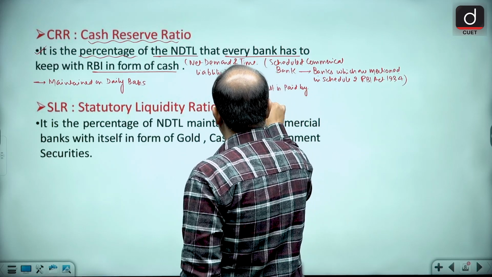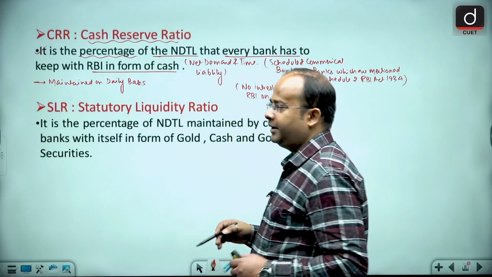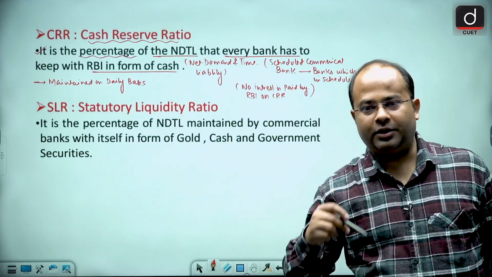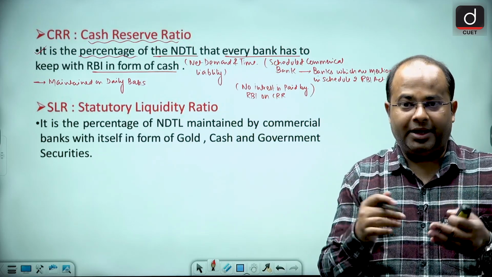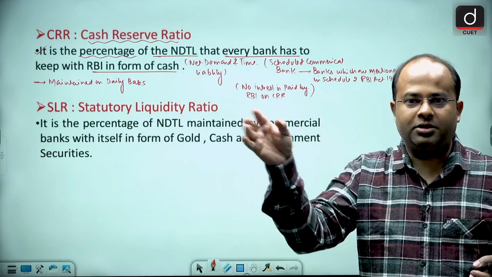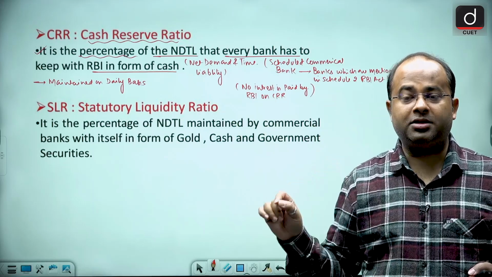No interest is paid by RBI on CRR. So you might be thinking, if it is maintained on daily basis and is kept with RBI on fortnightly basis, that is the money of scheduled commercial bank, so does RBI pay interest on CRR? So the answer is no. RBI does not pay interest on CRR.